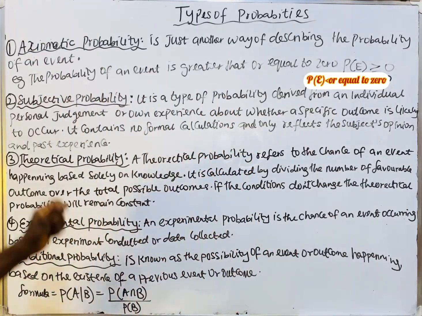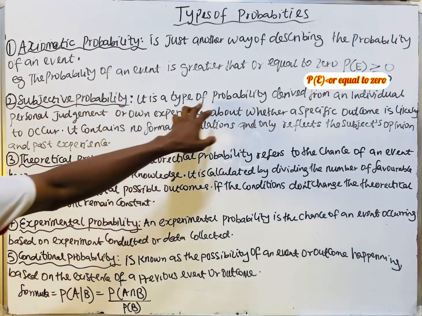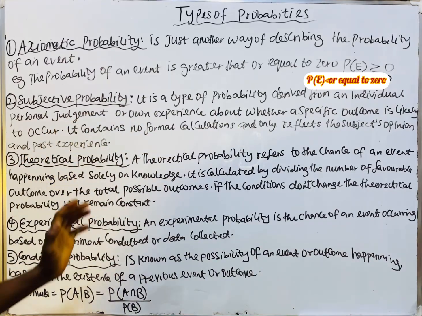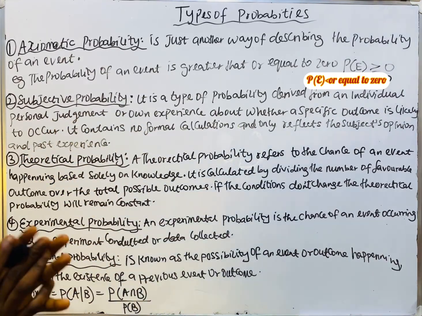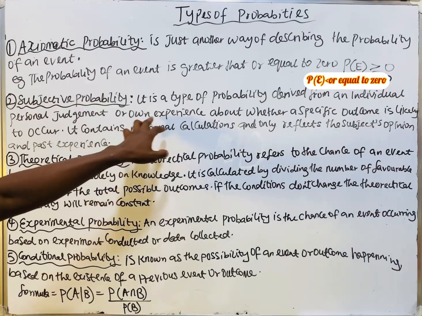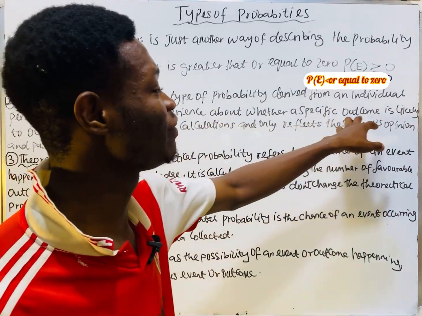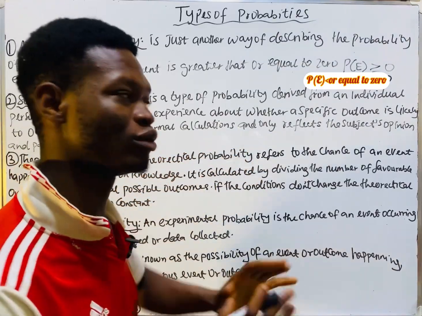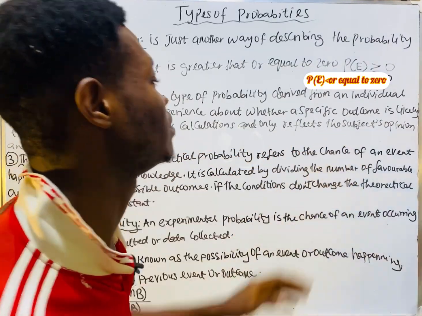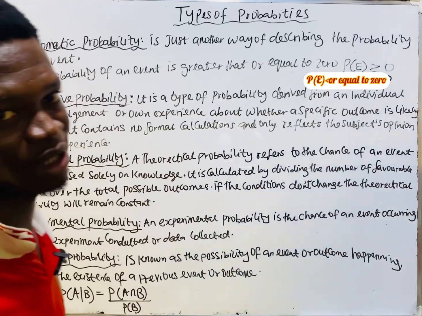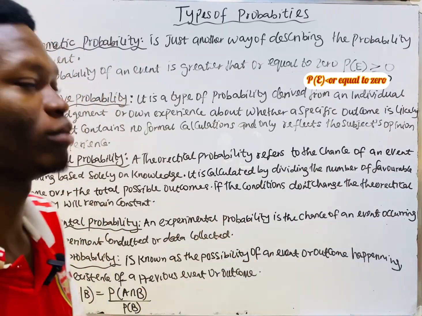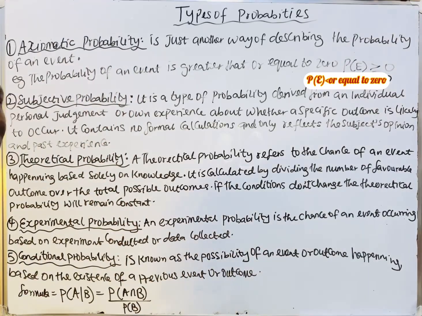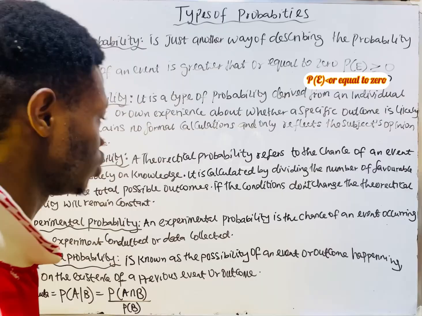Let's read from the board. Subjective probability is a type of probability derived from an individual's personal judgment or own experience about whether a specific outcome is likely to occur. It contains no formal calculation and only reflects the subject's opinion and past experiences. So that's about subjective probability. It's based on that individual's perspective about the likelihood of that event to happen.